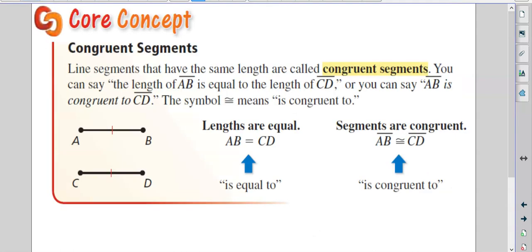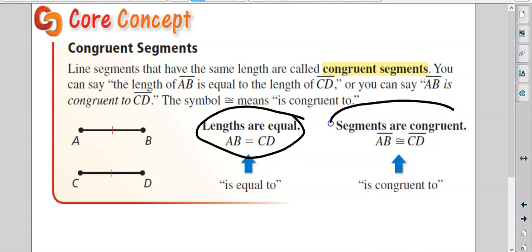All right, congruent segments. Congruent means the same length, okay? So if you say something's congruent, that means AB is equal to CD. They're the same length, right? So if we say the lengths are equal, we use an equal sign, right? And if we're saying they're congruent, we use the equal sign with a little wave over it.